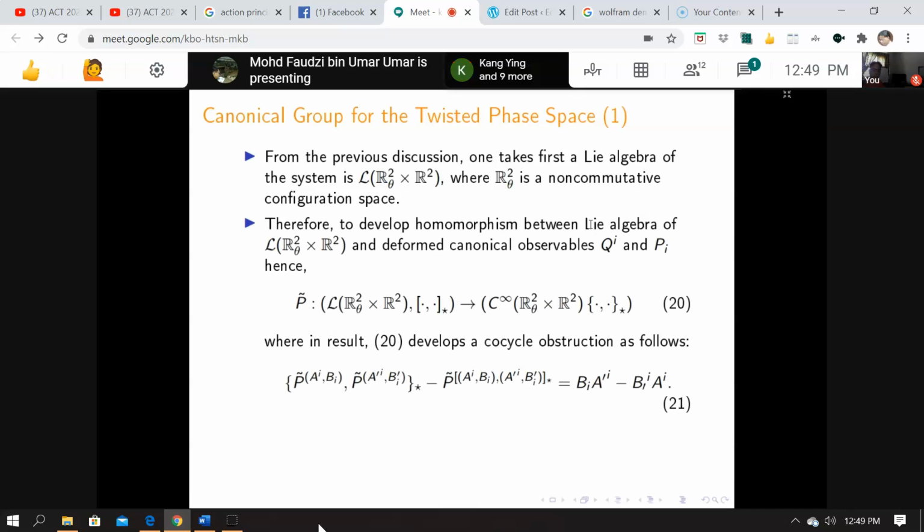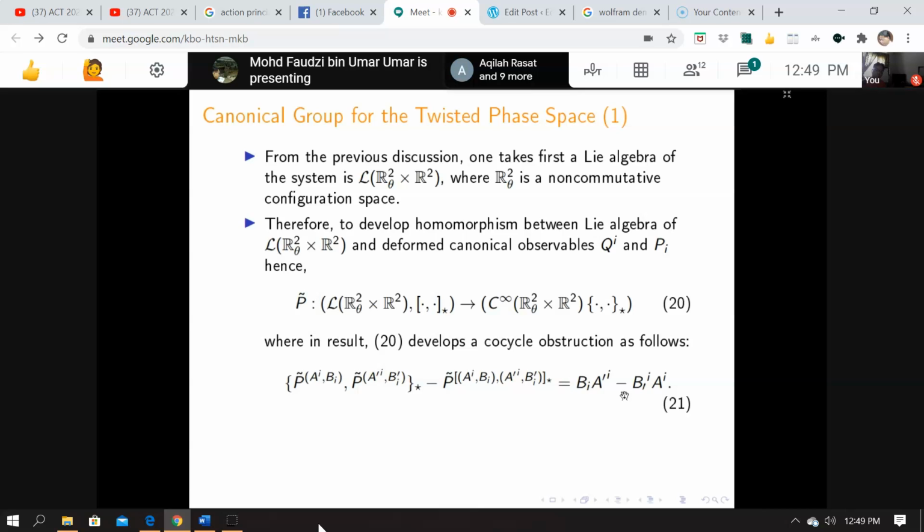Therefore, to develop Hammond equivalent between Lie algebra here, mean this algebra, and deform mechanical observable, we apply a deform moment map here. We put as a tilde here. I mean, we deform this one, and then because we have a new binary product here, I mean, the bracket, star in bracket and star opposite bracket. Where in result equation number 20, the cocycle obsession follows.